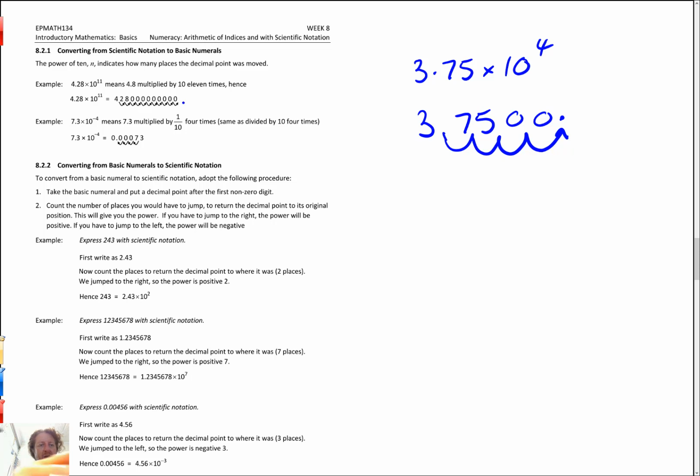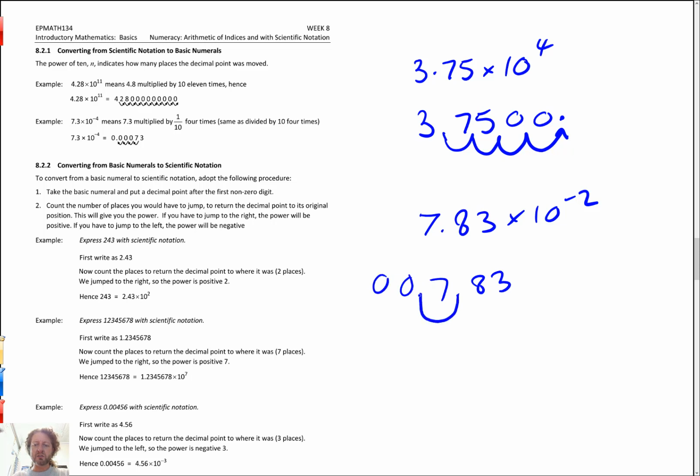Huge number. What if it's got a negative power on it? It just means go the other way. If I had 7.83 by 10 to the minus 2, it still means 2 moves, but it's 2 moves smaller, because really that's 1/100th. This thing is getting divided by 100, not times by 100. So 2 moves smaller. Let's write it here. I know I've got to go to the left. Let's put some zeros there. 2 moves smaller. There we go.